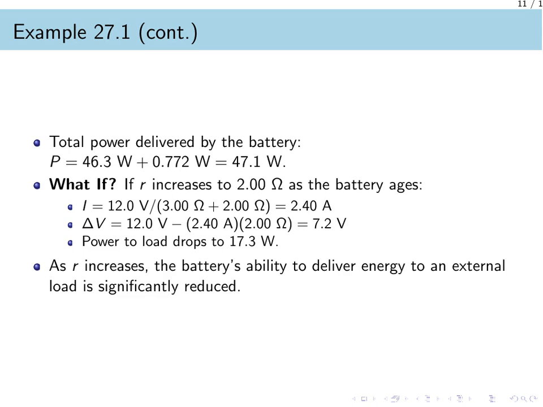At this stage, nearly 40% of the battery's total energy is being wasted as internal heat. This illustrates why an old battery may still show its rated voltage on a voltmeter when disconnected, but fail to power a device once a load is applied.